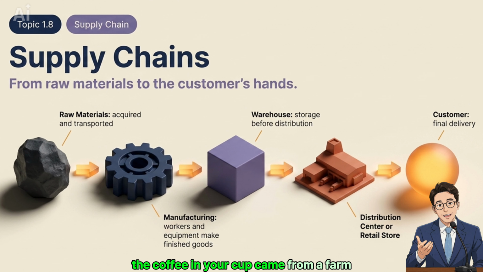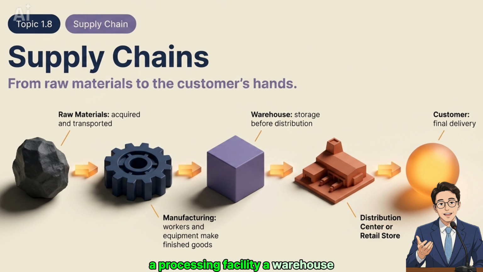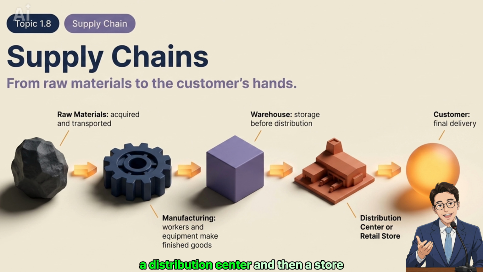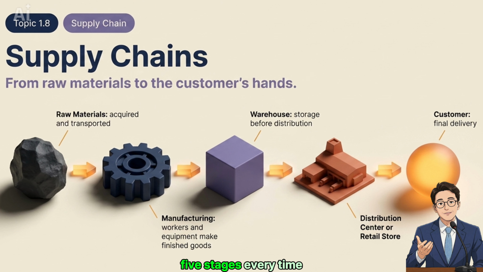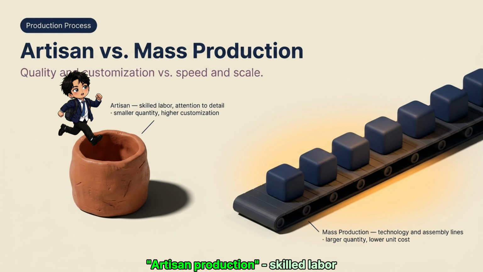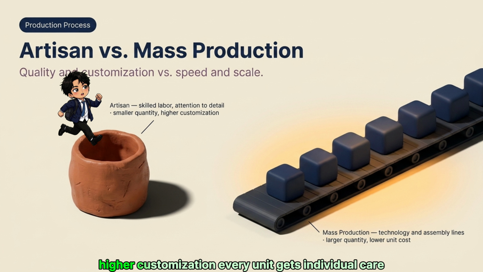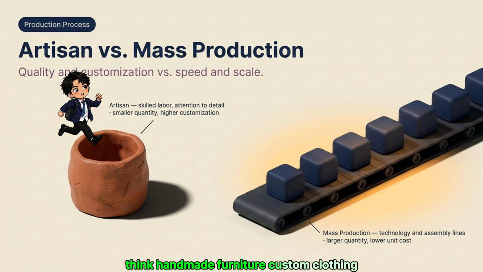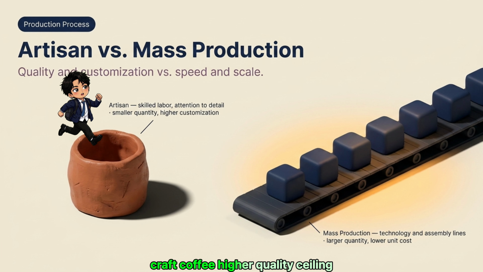The coffee in your cup came from a farm, a processing facility, a warehouse, a distribution center, and then a store. 5 stages. Every time. 2 ways to produce. Completely different trade-offs. Artisan production. Skilled labor, attention to detail. Smaller quantity, higher customization. Every unit gets individual care. Think handmade furniture, custom clothing, craft coffee. Higher quality, but you can't scale it cheaply.